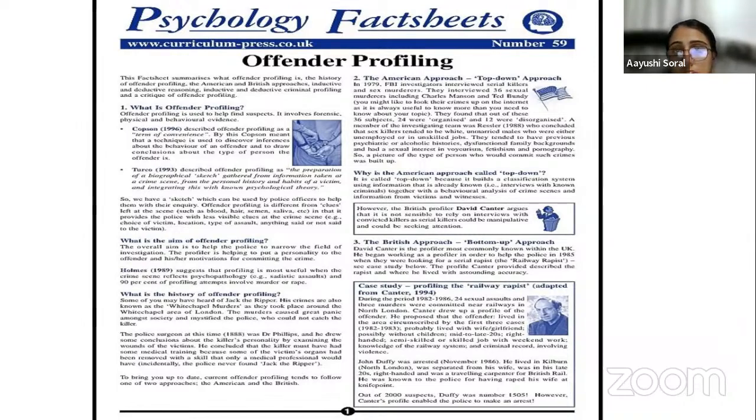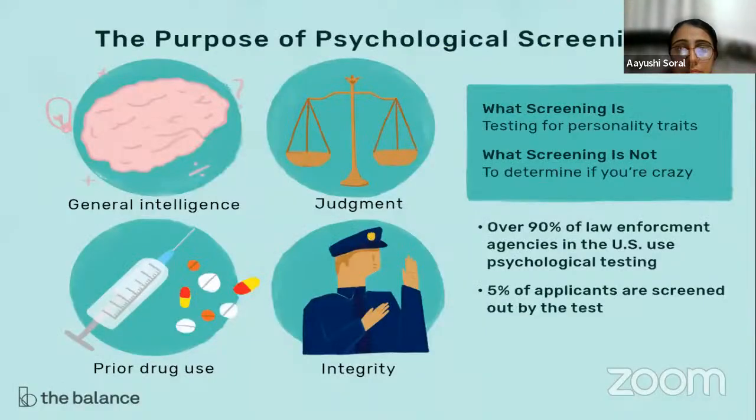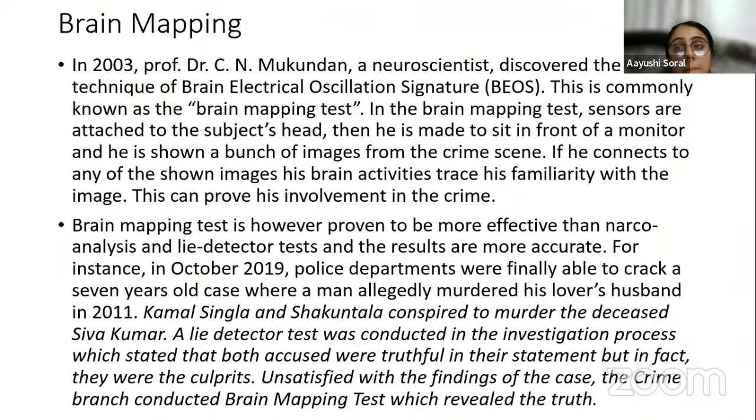The thing that I was talking about is brain mapping, because you have also asked about the Indian population. As I have mentioned, in 2003, Professor Dr. C. Mukundan, a neuroscientist, discovered the technique of brain electrical oscillation signature, BEOS. This is commonly known as the brain mapping test. Have you heard of this term earlier? Anyone?